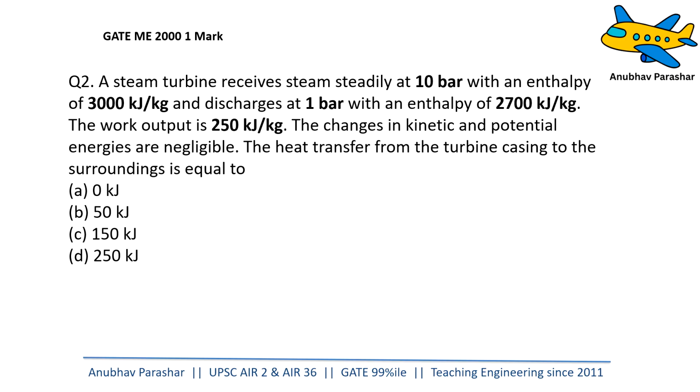A steam turbine receives steam at 10 bar with an enthalpy of 3000 kilojoule per kg. So I'll draw the turbine, which helps me visualize things properly. And I suggest all of you draw a diagram, which will always help you visualize things properly. And if you are able to visualize correctly, then the probability of you answering it correctly also increases. So what is the pressure at 1? Pressure at terminal 1 is given as 10 bar, okay?